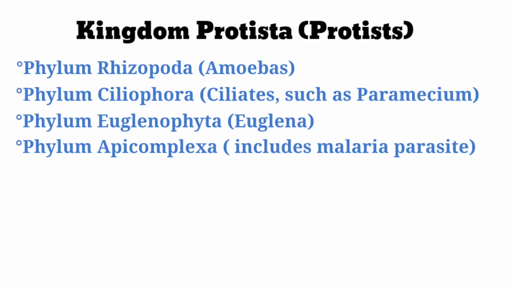Then we have kingdom Protista. The kingdom Protista is a diverse group of eukaryotic organisms. In this case, eukaryotes means organisms with membrane-bound organelles and nucleus, including single-celled organisms and simple multicellular forms. Protists can be autotrophic or heterotrophic, like in the case of protozoans.